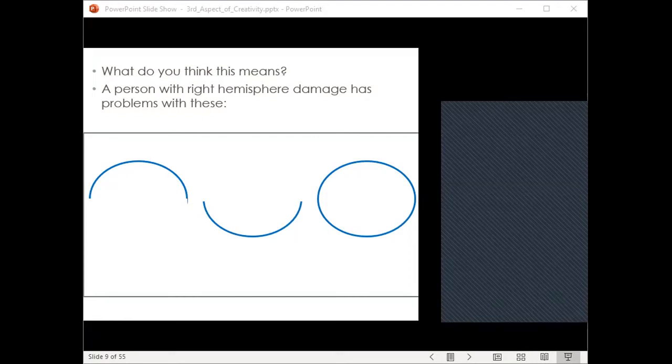Can you envision a full circle? People with right hemisphere damage had trouble doing that. They could envision the image on the far left, and they can envision the image in the center, but when you ask them, in their mind's eye, to put the two together and envision them making a full circle, they had trouble. Think about what that might mean for what the right hemisphere does for us.